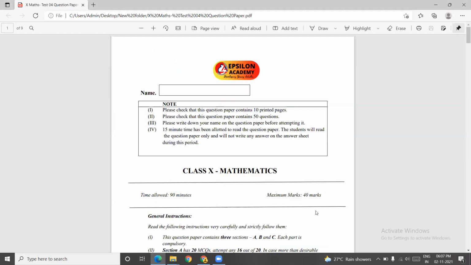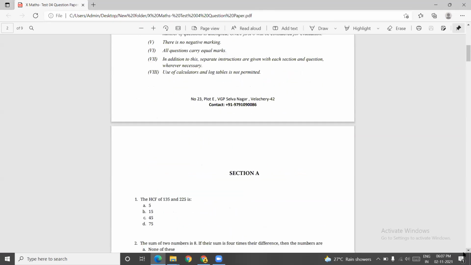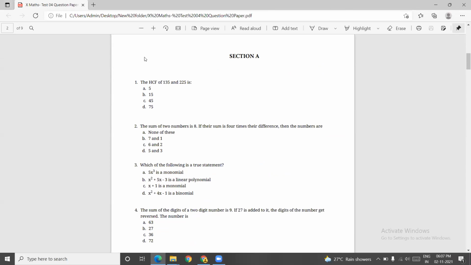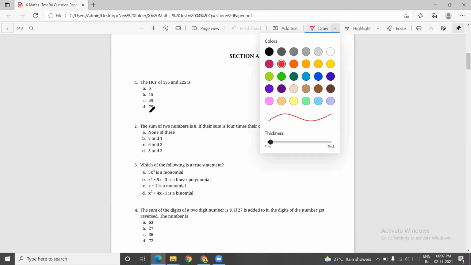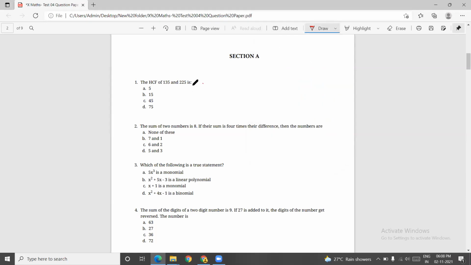I think you've done this test. We're starting from question number 1. What is the HCF? What is the answer for the first one, guys? You can do it in any method. No one will ask you. You can do the prime factorization method, or the direct method. HCF of 135 and 225. What is the answer? You can do the elimination method. Highest common factor.